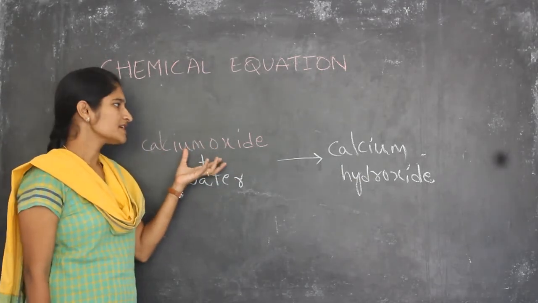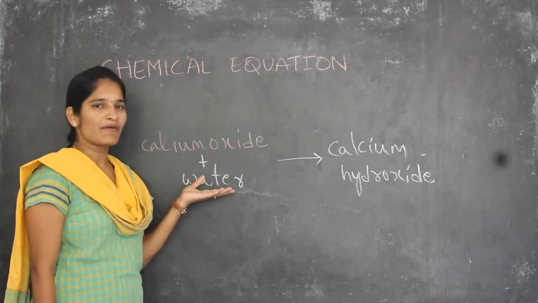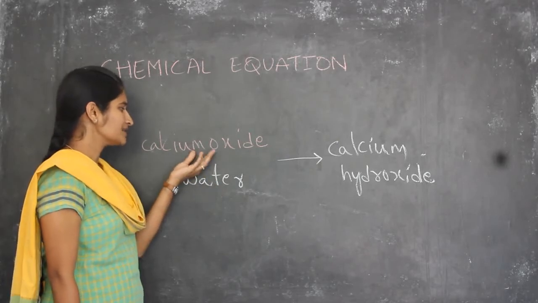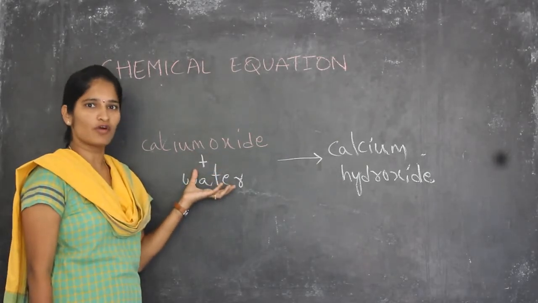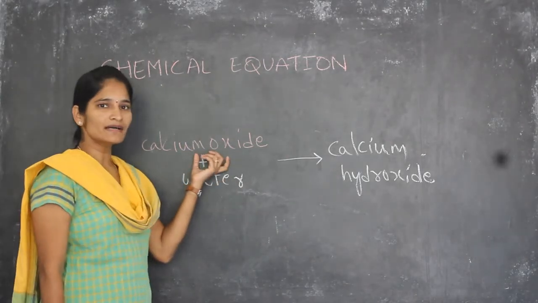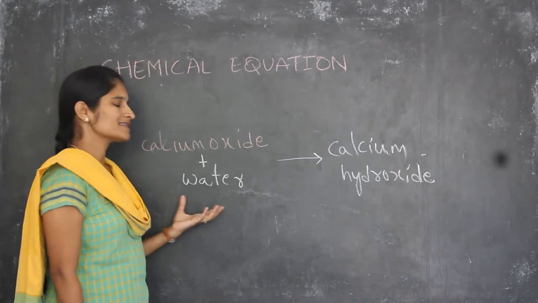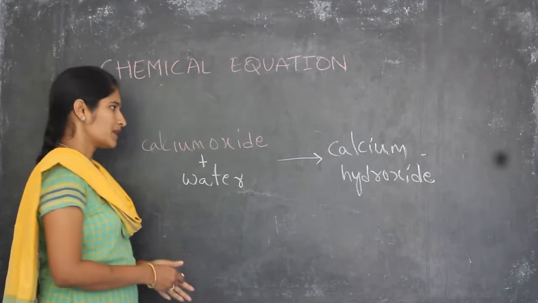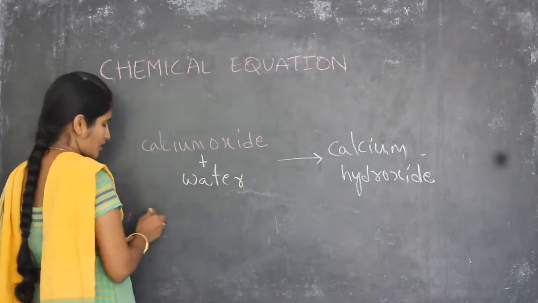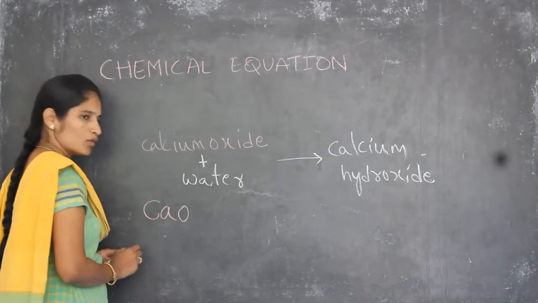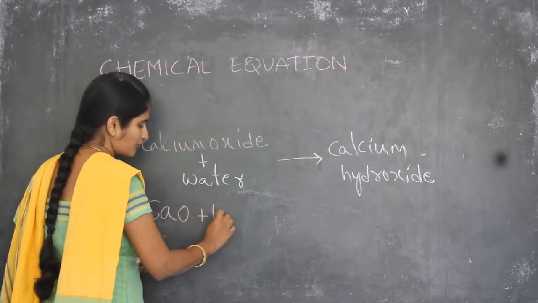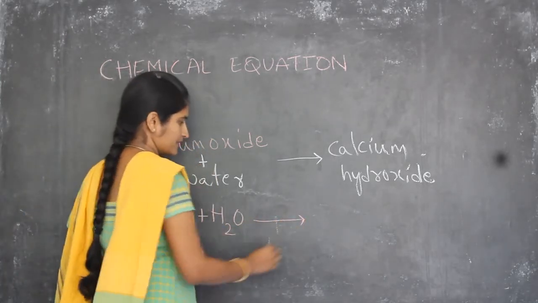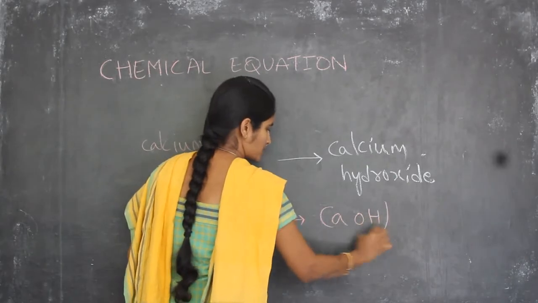For each and every reaction, if you write like this, how hard it will be? So for this purpose, we will represent these with their symbols and formulas. Writing the chemical reaction by using the symbols and formulas is called a chemical equation. For calcium oxide, what is the formula? CaO. Plus, what is the formula of water? It is H2O. These two combine and give calcium hydroxide.